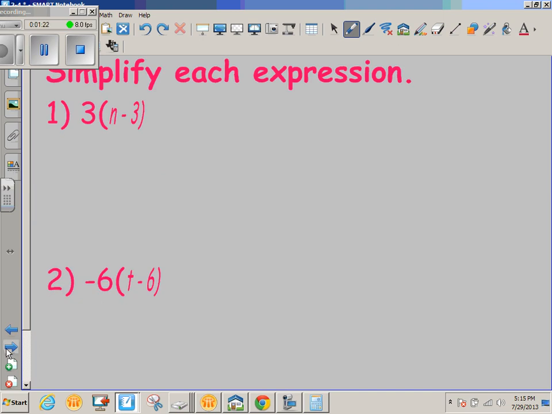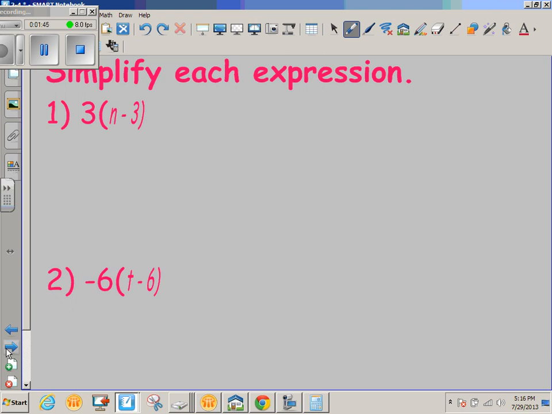To simplify the expression, we use the distributive property. The distributive property means to multiply the number that is on the outside of the parentheses by the numbers that are inside of the parentheses. The first thing you want to do before you talk about distributing a term from the outside is to ask yourself the simple question, is there anything inside of the parentheses that I can combine?